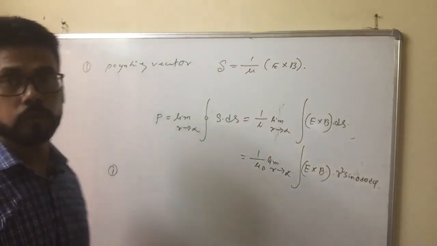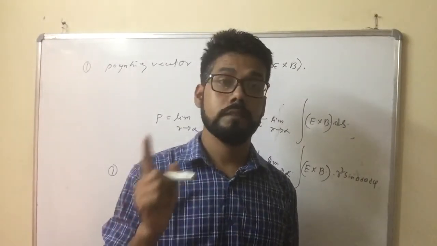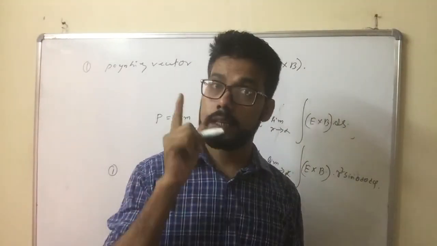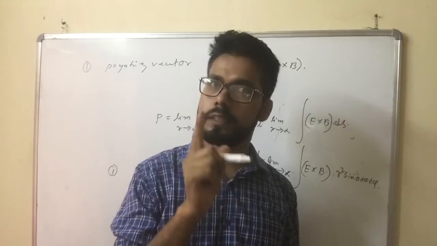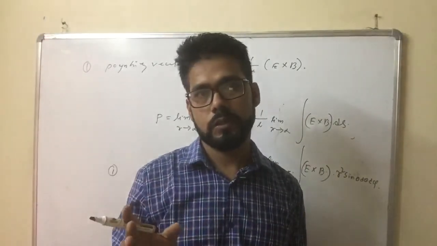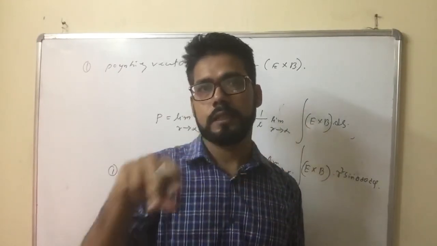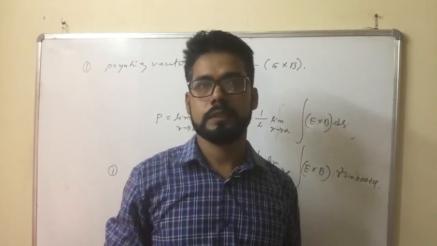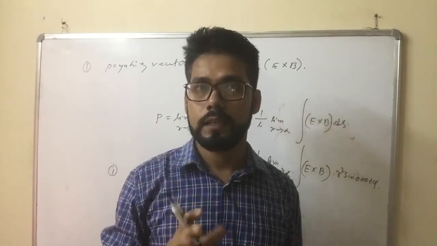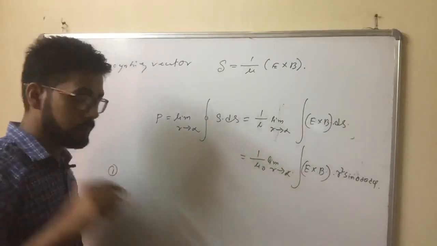Now I am going to tell you one important thing: why a static charge never radiates, and why only an accelerating or decelerating charge radiates. Always remember, in Bohr's theory of the hydrogen atom, whenever an electron moves in a stationary orbit at uniform velocity, it neither absorbs energy nor radiates energy. Why?